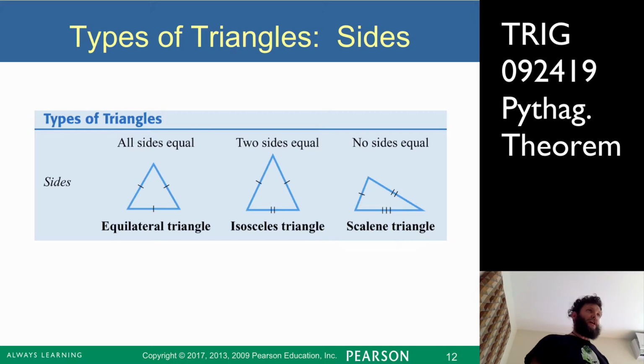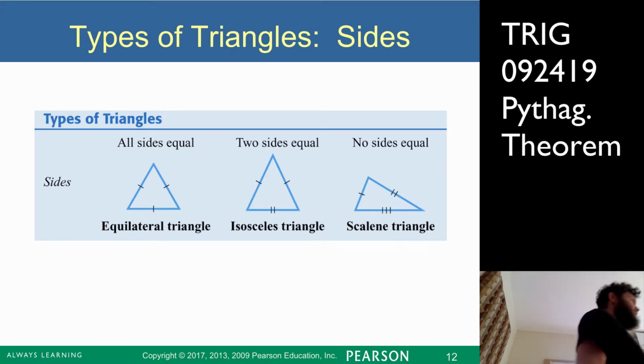Some more definitions. You guys remember these from geometry, right? Equilateral means all sides are the same. Equa, meaning the same, lateral, the lateral edges.